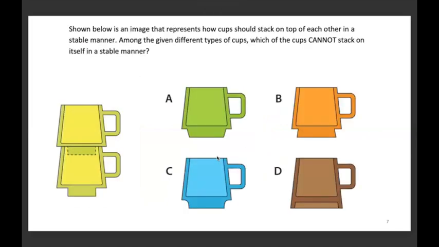Shown below is an image that represents how cups should stack on top of each other in a stable manner. Among the given different types of cup, which of the cups cannot stack itself in a stable manner? Stable manner के लिए stack होने के लिए the bottom part either needs to go in or the top part needs to go inside. Either of them.